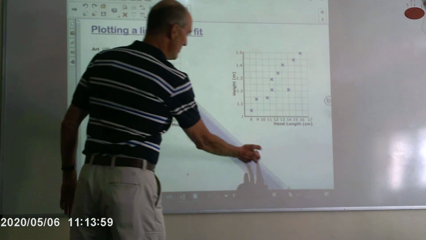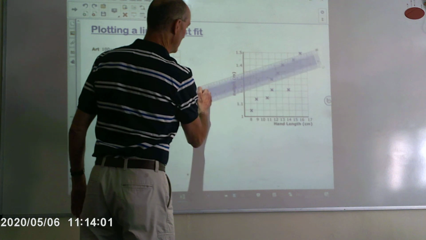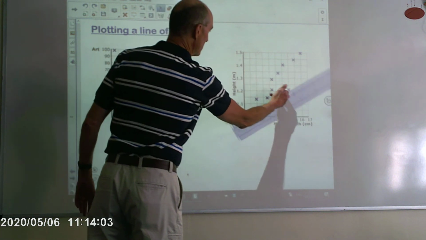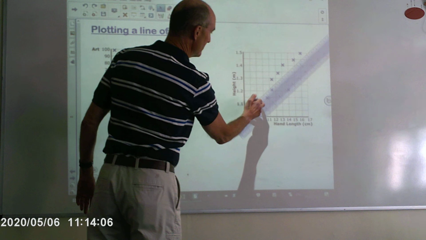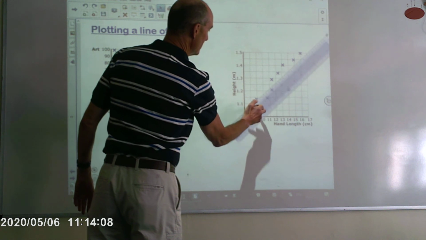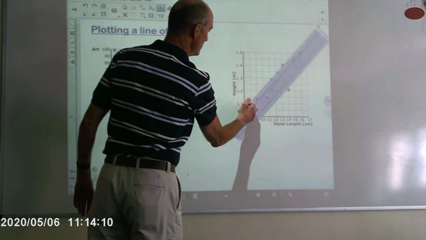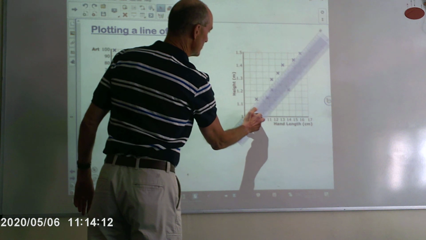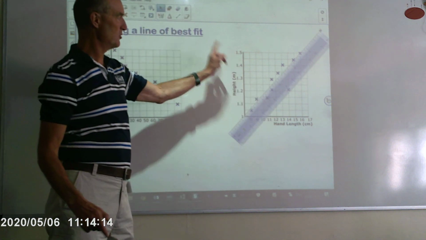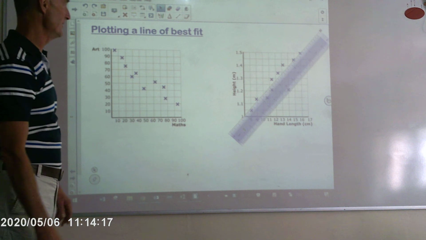Similarly, for the other example we've got up here, move our ruler across, line of best fit. Best we can do to try and get that even distribution of points either side of the line. Okay?